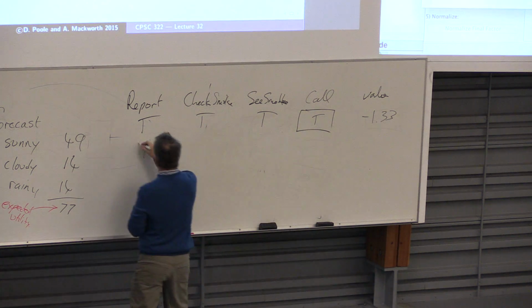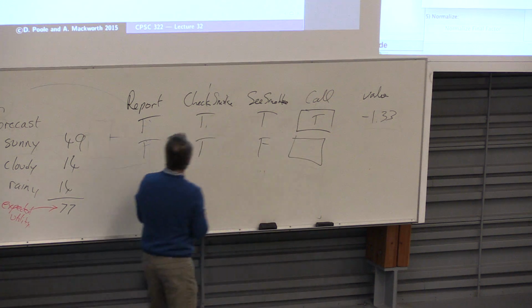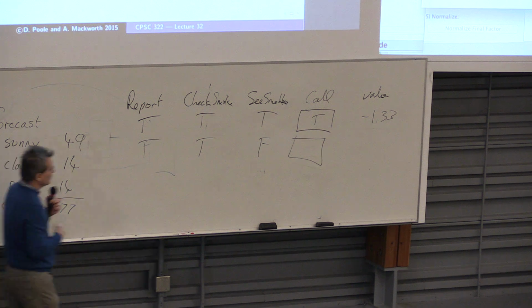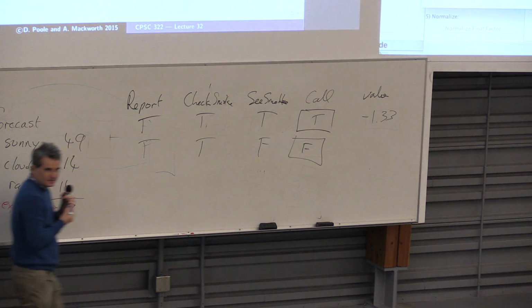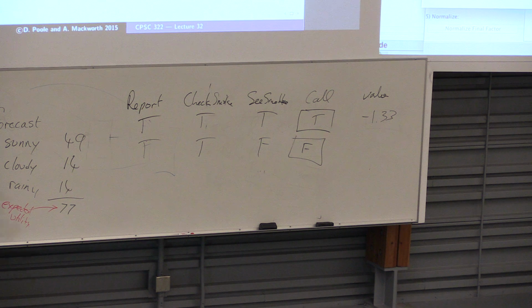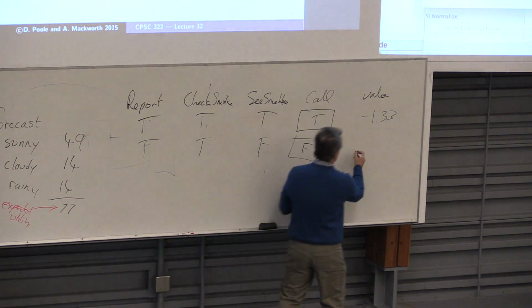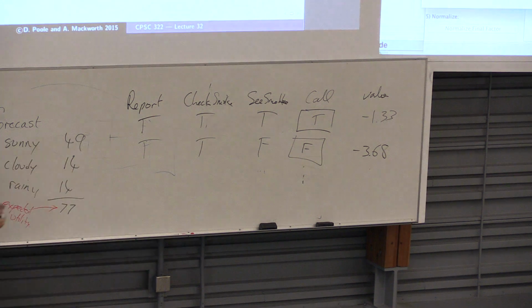So what happens when it's true, true, false? If there is a report, we check smoke but we don't see smoke, what are we going to do? The call is going to be false, because we get to choose. And the value here is minus 3.68. Okay, does that make sense? Yes.